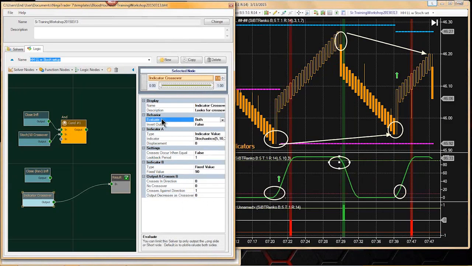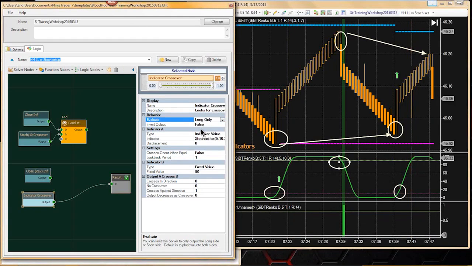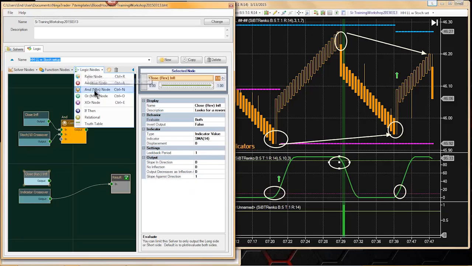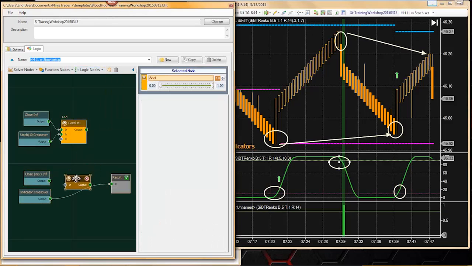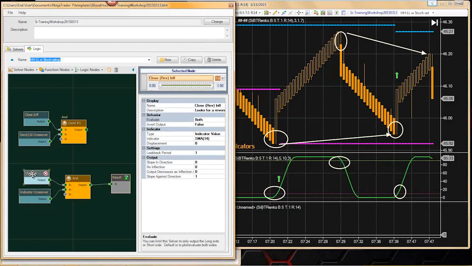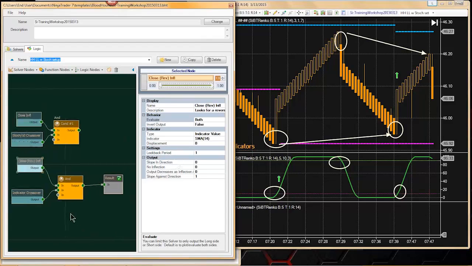And we're interested in the long only there, so we'll set that up like that. Let's connect both of these together with an AND node. And we get no output, which is expected, because once again with this inflection solver, we're going to have to do the same thing as we did previously.